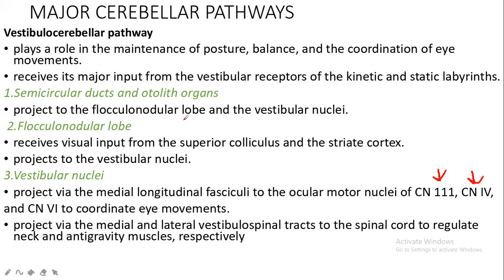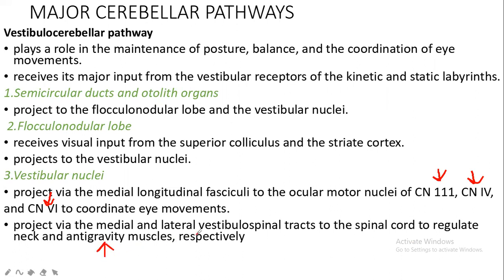So it has come from the visual system, gone to the flocculonodular lobe, and from the flocculonodular lobe back to the vestibular nuclei. From the vestibular nuclei, we now project through the medial longitudinal fasciculus. This is like a highway within the brainstem to these oculogyric nuclei for movement of the eyes. The vestibular nuclei also project via the medial and lateral vestibulospinal tracts to the spinal cord to regulate the movement of the neck muscles as well as the anti-gravity muscles.